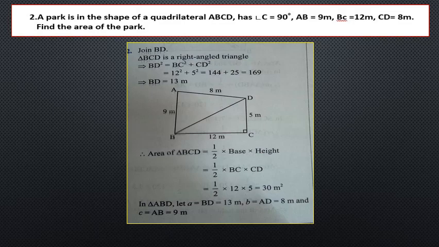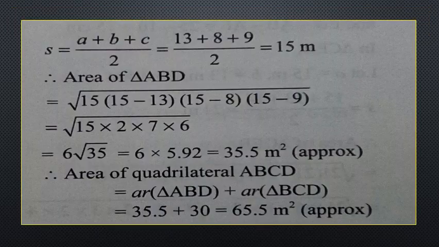Now we can find the area of triangle ABD, where A is, that is BD is equal to 13 meter, B is equal to AD is equal to 8 meter, and C, that is AB is equal to 9 meter. Now we can find the area of triangle ADB by using Heron's formula. To find the area, we can find the S value first. S is equal to A plus B plus C by 2, that is equal to 13 plus 8 plus 9 divided by 2. So that is equal to 30 divided by 2 is equal to 15 meter. So our S value is 15 meter.